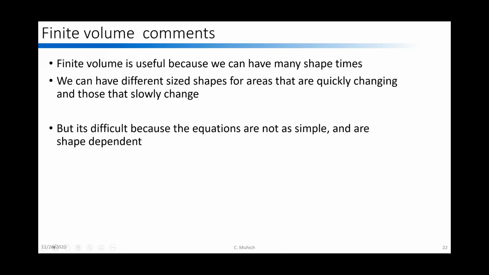However, it's difficult because the equations that we need to build are not simple and are shape dependent, right? So we sort of just considered energy moving into and out of boxes. As I get to more complex shapes, so triangles, etc., or really more complicated shapes in 3 dimensions, the equations do get more challenging. So with that added flexibility and control, we have to pay a price, and that is in the complexity of building those equations.